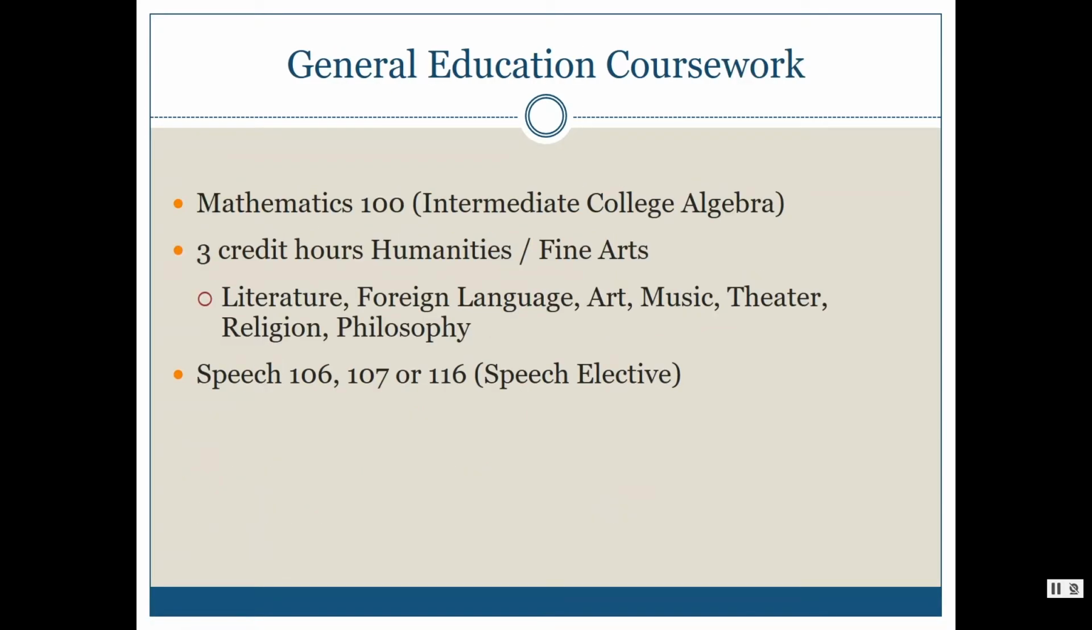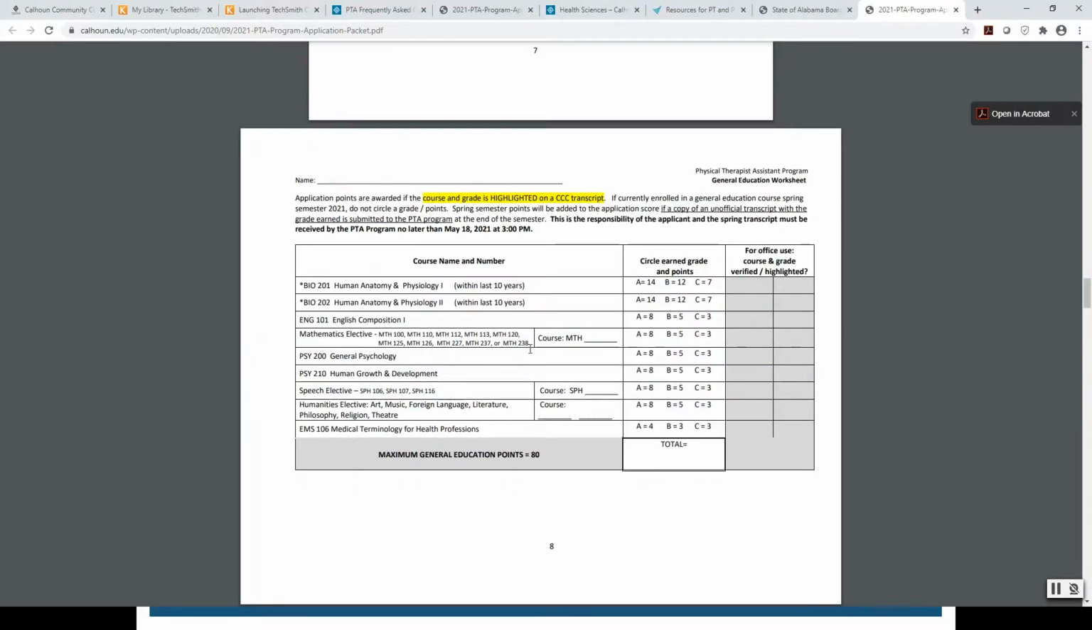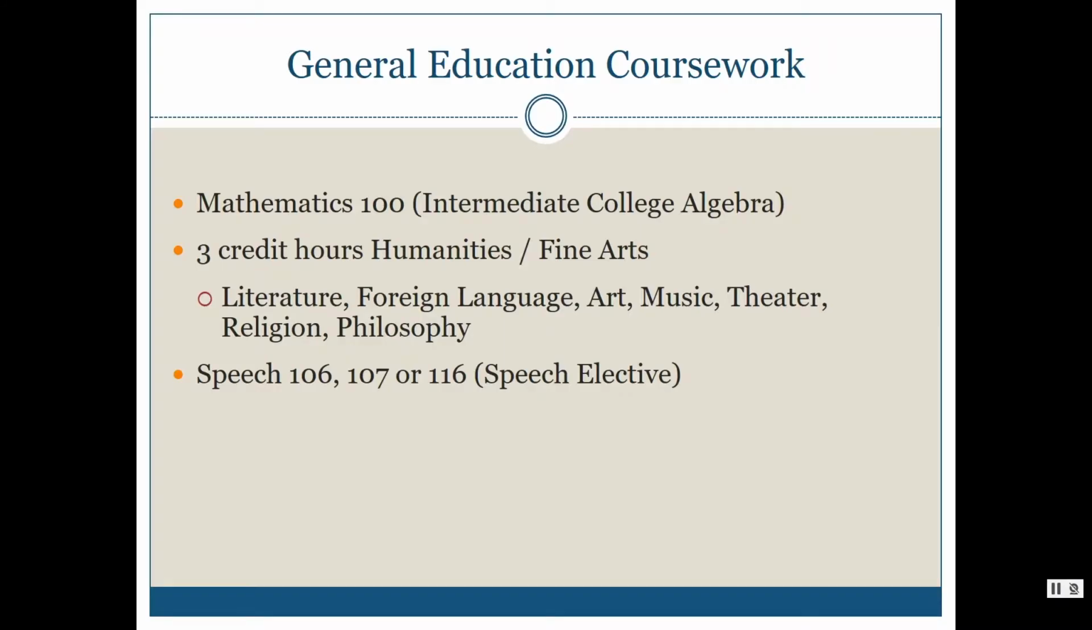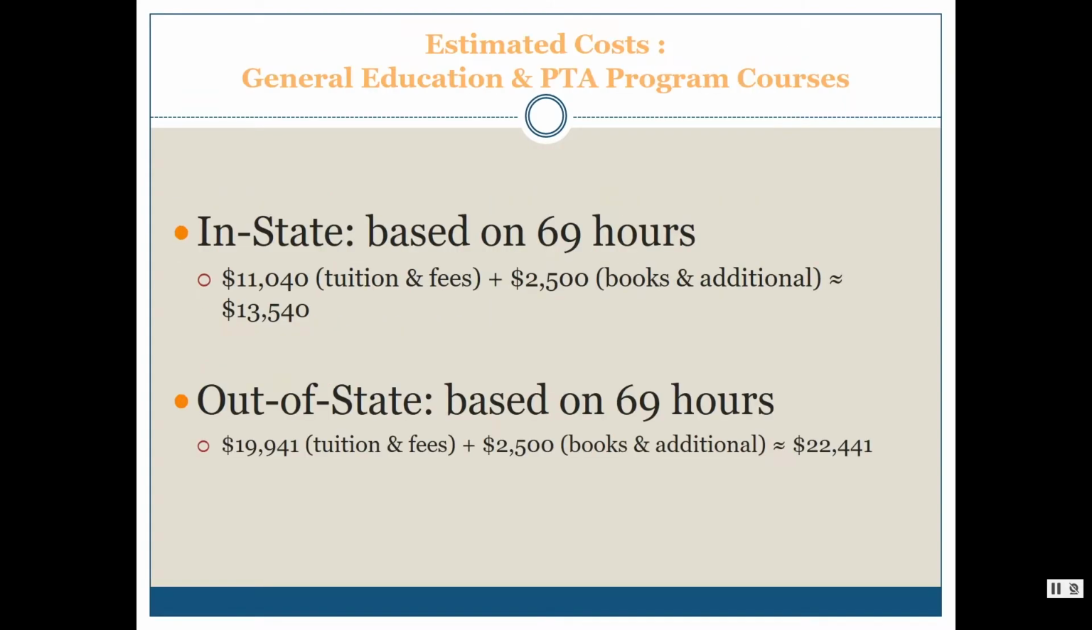Mathematics 100. The application also shows what other math courses are accepted. And so any of these would be accepted. And so you would indicate on your application by highlighting the course that you want to get credit for and then the grade. Then 3 credits of humanities or fine arts, and then a speech elective.